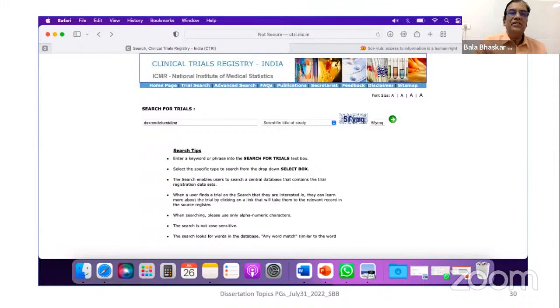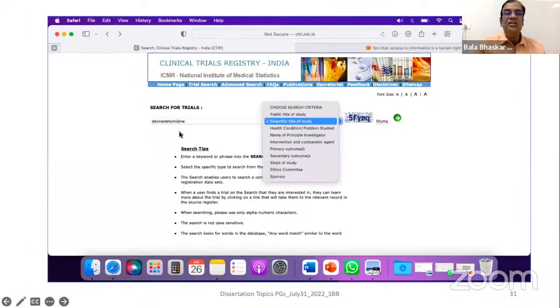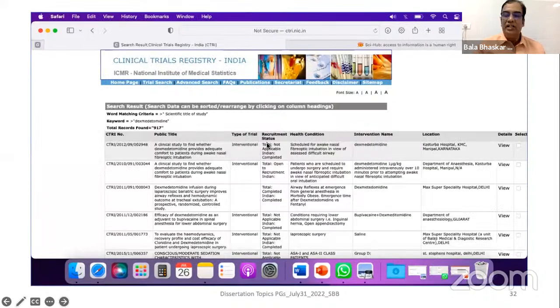For example, I have typed dexmedetomidine. Very simply, I have typed it. There is a more advanced search available, but I have just typed dexmedetomidine as part of the scientific title of the study, and look what I am getting. I am getting 917 results related to dexmedetomidine registered in the Clinical Trials Registry of India, with different types of studies using dexmedetomidine from different hospitals across the country.